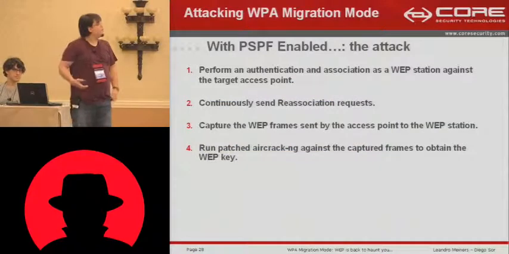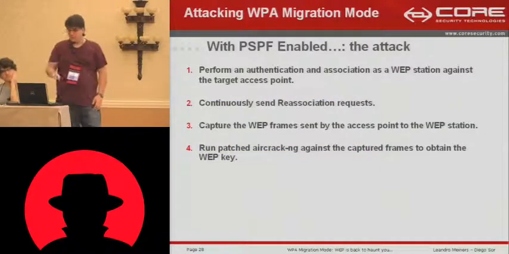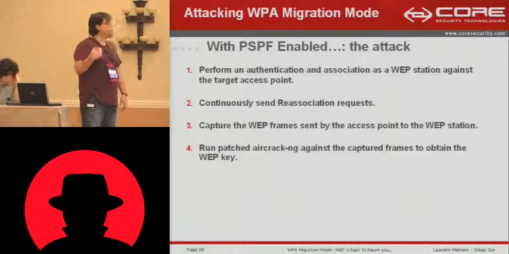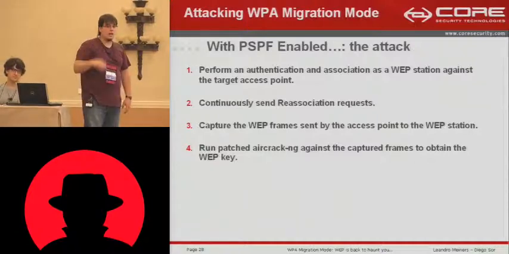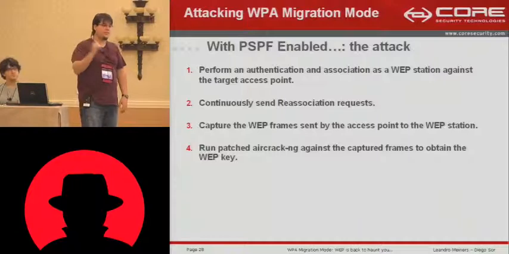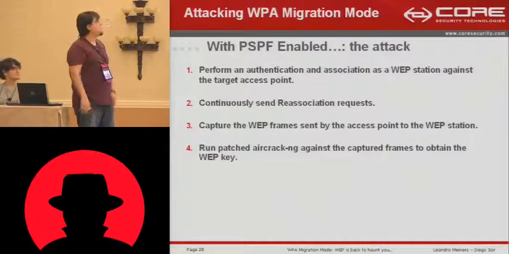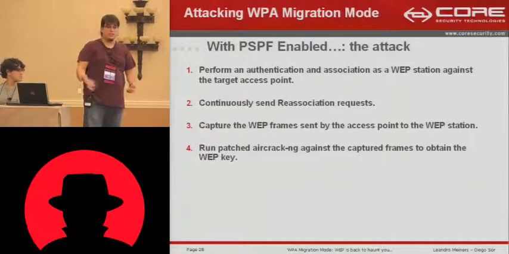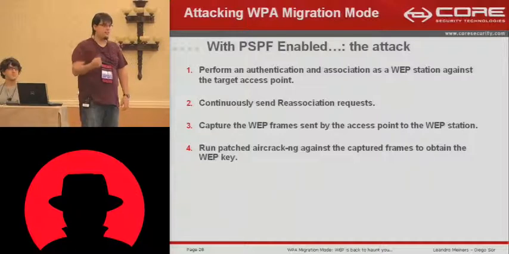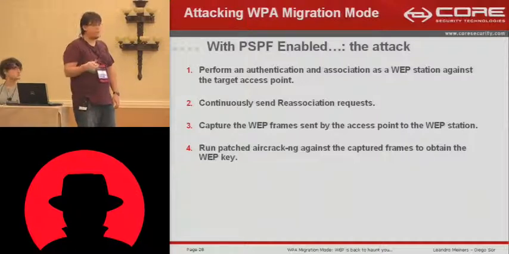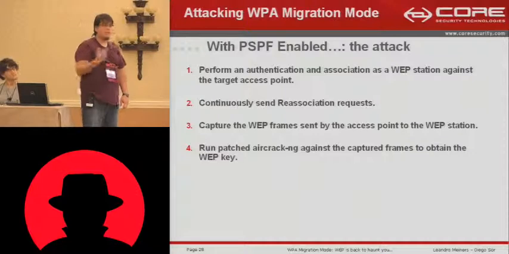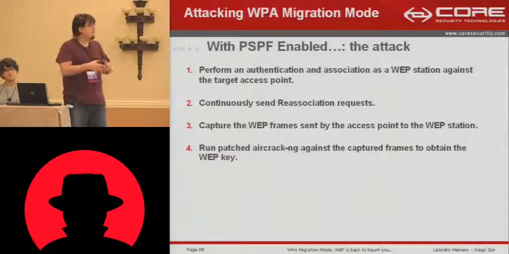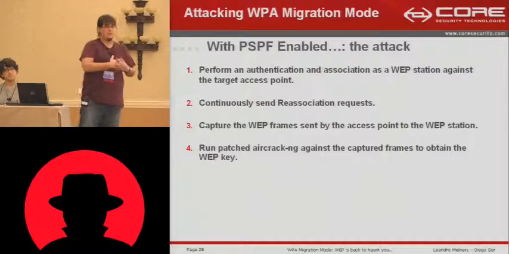So we came up with this attack where we authenticate as a WEP station without any knowledge of the key, and we continuously send reassociation requests to the Cisco IP phone. What the Cisco IP phone does is continuously send WLCCP packets back to us, which are WEP encrypted. We capture these frames, and using them, we crack the WEP key.